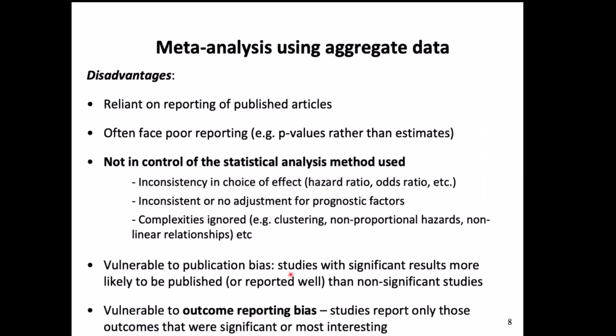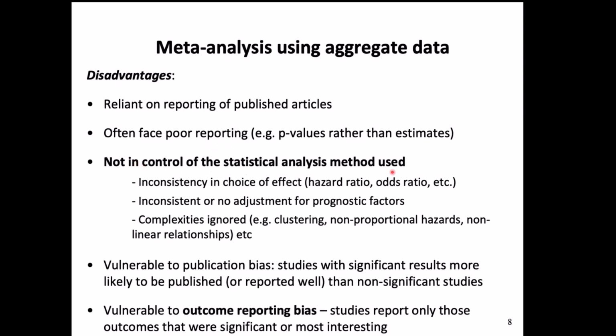So there are thousands and thousands of meta-analyses in the literature, but with this traditional approach of going to study publications, we are faced with a number of disadvantages. Briefly, we're reliant on how papers are reported. We know that there's often poor reporting. People still don't always give you effect estimates, may just focus on p-values.